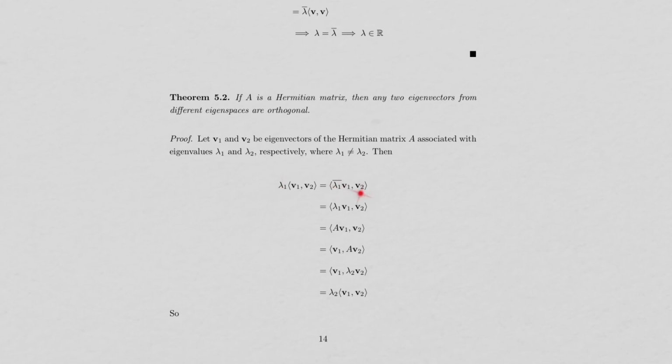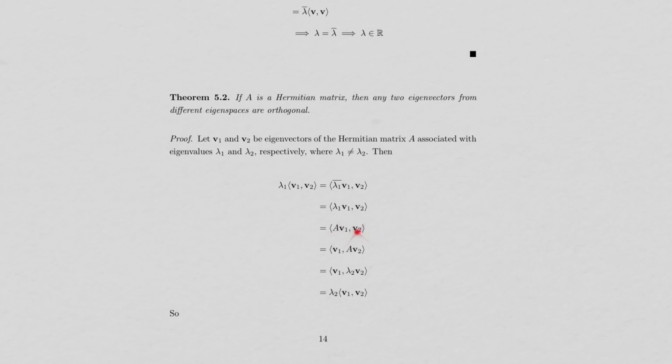If I brought it in onto the V2, it would not be conjugated, but bringing it in on the V1 means I have to conjugate it. And now I'm going to use the fact that lambda 1 is a real number. How do I know that? Well, by theorem 5.1, the eigenvalues of a Hermitian matrix are real. So the conjugate of lambda 1 is simply lambda 1. And then I'm going to replace lambda 1 V1 with A V1, because V1 is an eigenvector associated with lambda 1. Therefore, it satisfies the equation A V1 equals lambda 1 V1.